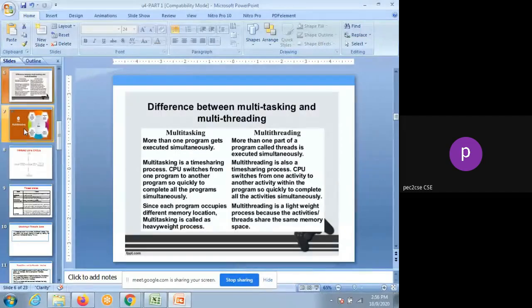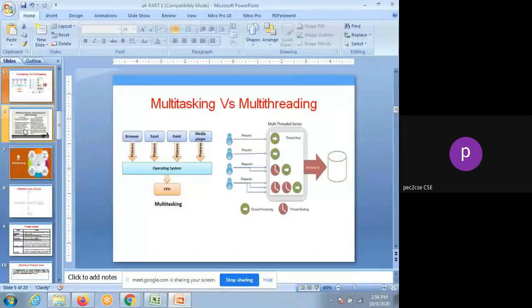And there are 3 differences between multitasking and multi-threading. A clear understanding of multitasking and multi-threading is necessary. Now we are not going to see multitasking, only multi-threading we are going to see. You should understand the multi-threading concept clearly. The difference also you must understand clearly.